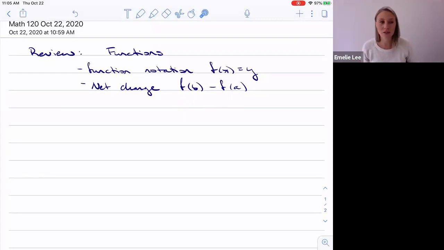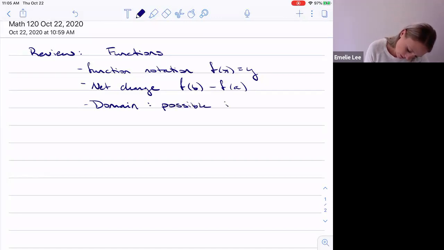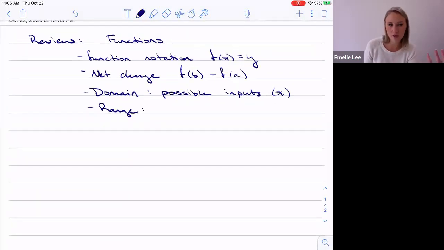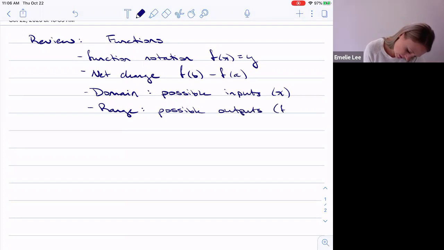We also talked about the difference quotient, which is going to come back a little bit today, but we talked about the domain. The domain of a function is basically the possible values of x, right? So possible inputs, which are just your x values. And we also talked about the range. We had talked about the domain before in section 1.4, and we said, okay, well, we can't divide by 0 and we can't take the square root of a negative number, right? And then we need to work with those two criteria to figure out which possible inputs we have. The range is all the possible outputs, or the possible values of f of x.